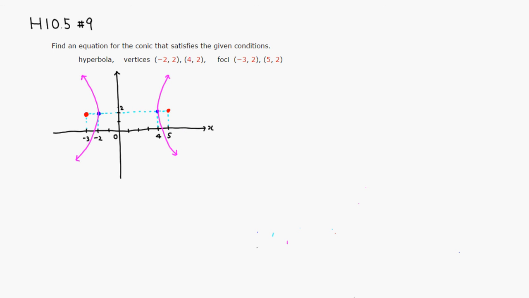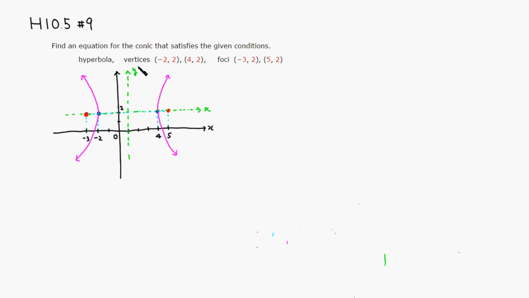So I'm going to put the axes, pretending that this is the x-axis, since the foci are going to be right on the x-axis, kind of shifted. And the y-axis should be right in the middle, between negative 2 and 4. Right in the middle would be positive 1. So let's pretend that this is the y-axis. If those were the axes, let's try to come up with the equation.